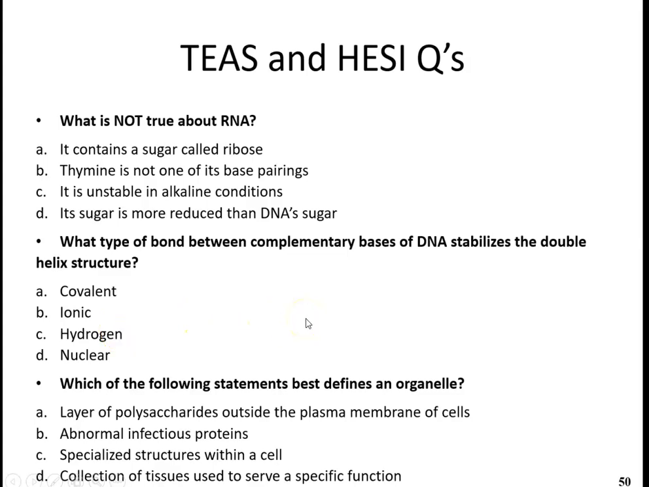Which of the following statements best defines an organelle? Is it a layer of polysaccharides outside the plasma membrane of cells? No. Abnormal infectious proteins? No. Specialized structures within a cell? Yes. And collection of tissues used to serve a specific function? No, that would be an organ.